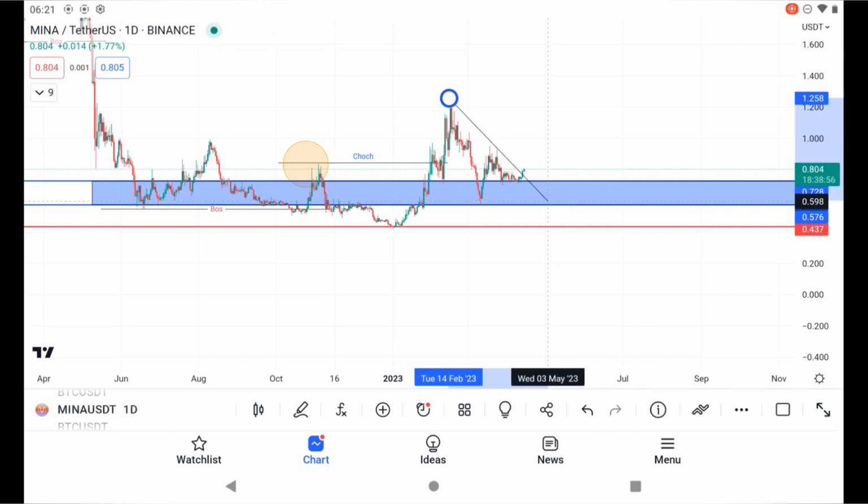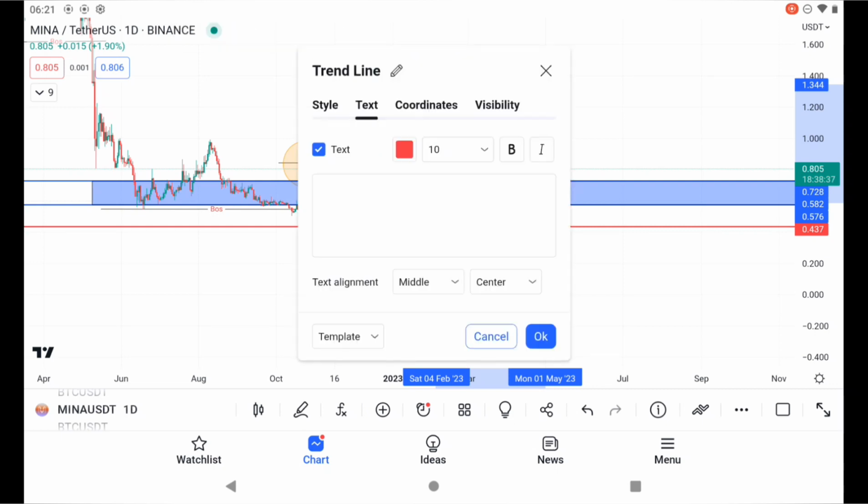We have trend lines right here, and price is maintaining this trend line. Price is doing what? Good. Price is maintaining this trend line. Now, this is actually what we call liquidity. Now, why is it called liquidity?